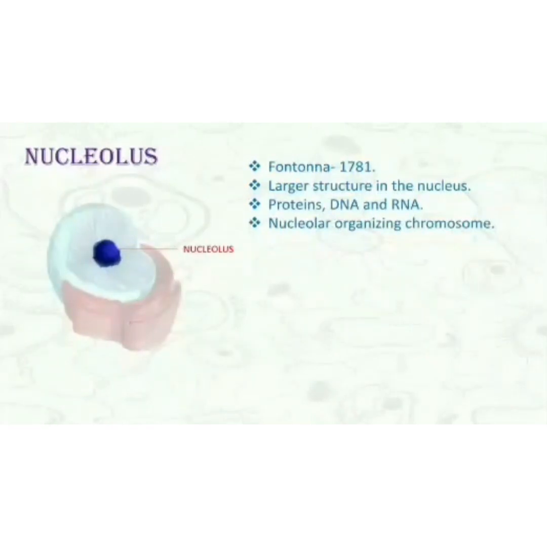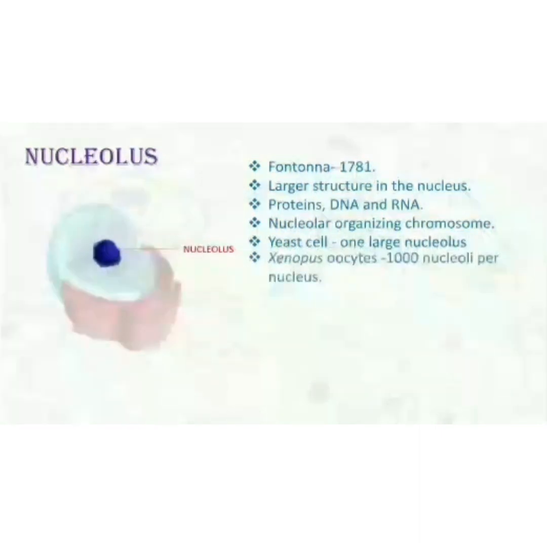All eukaryotic cells contain at least one such chromosome. Its number may be 1 or more, but 1 to 4 is the most common. The number of nucleoli per nucleus also differs. The yeast cell contains one relatively large nucleolus with respect to its nuclear volume. At the other extreme, Xenopus oocytes contain over 1000 nucleoli per nucleus.